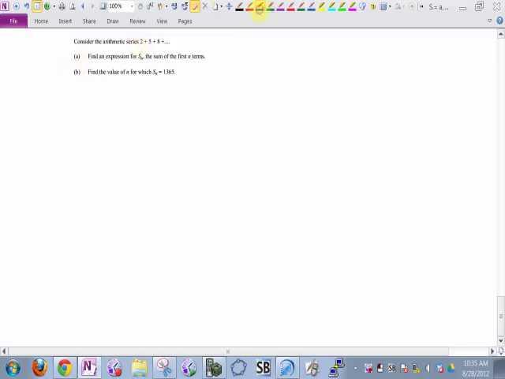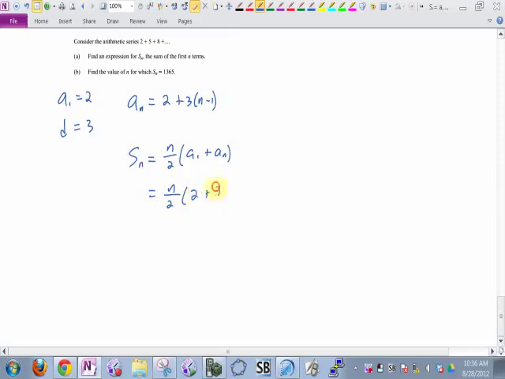Well, let's jot down what we know. The first term is 2. The common difference is 3. So what is the nth term? It's going to be 2 plus 3 times n minus 1, yeah? So therefore, the series is going to be n halves, first term plus nth term, so that turns out to be n halves, 2 plus 2 plus 3n minus 1.